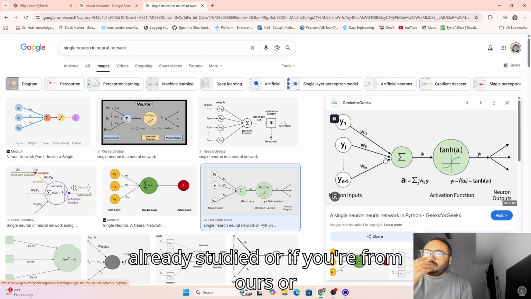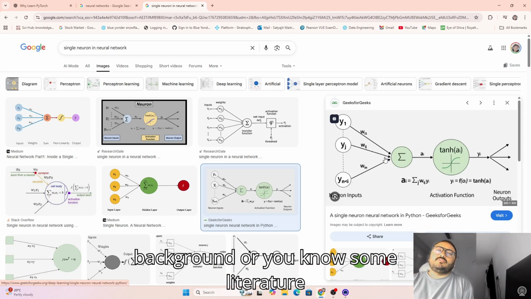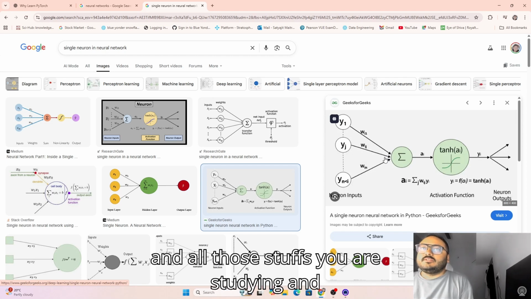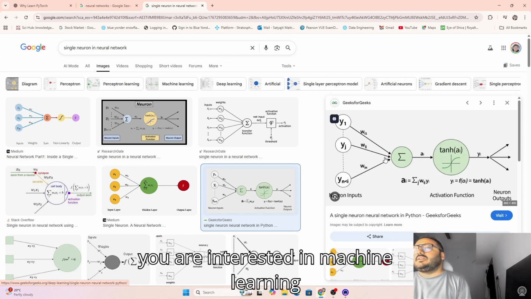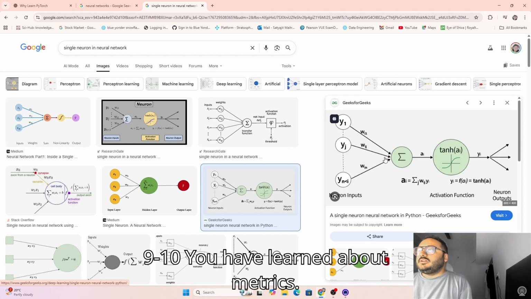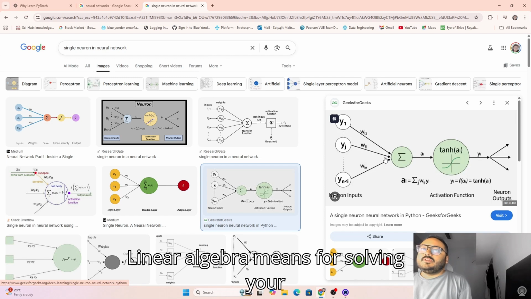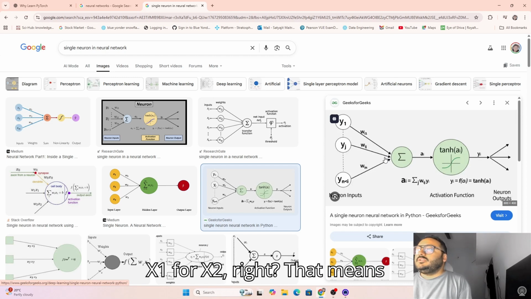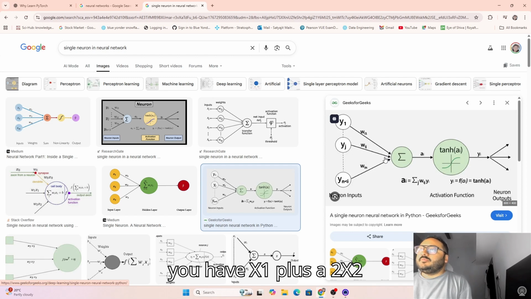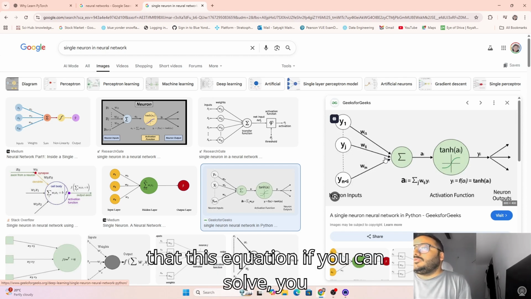One thing that you have already studied, even if you are from an arts or commerce or literature background and are interested in machine learning, is that in class 9 or 10 you have learned about matrices. You have learned about linear algebra. Linear algebra means solving for x1 and x2, that means you have a1x1 plus a2x2 equals c1 or something like that. If you can solve this equation, you can understand what a neural network is doing.